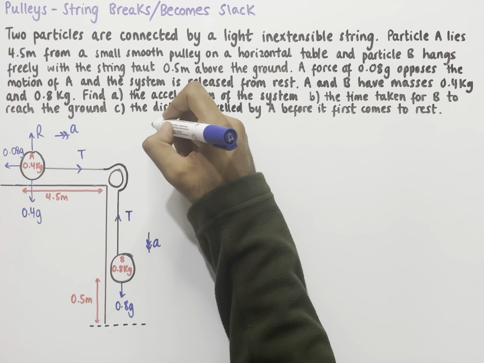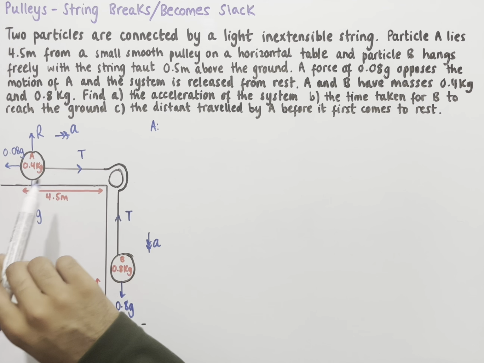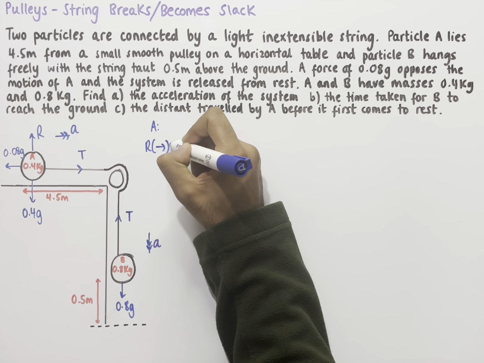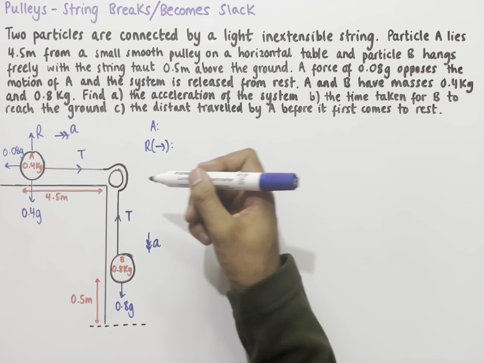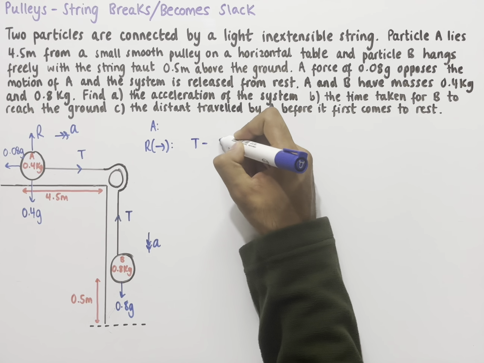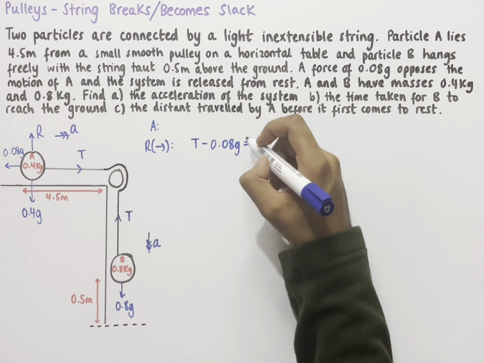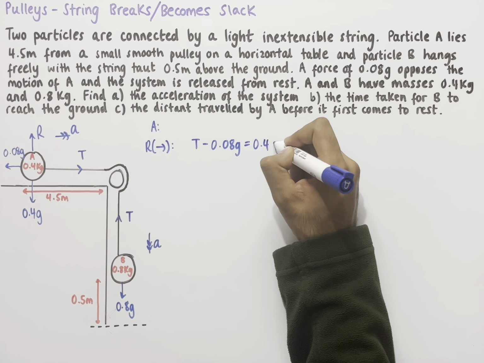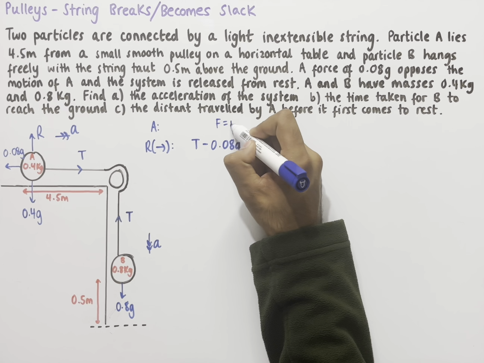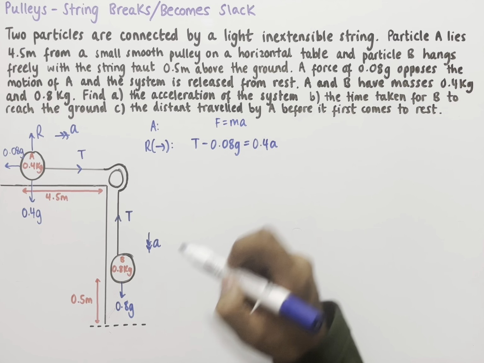Now resolving forces, we'll start with particle A. We know that the motion of this particle is towards the right, and so we're going to resolve in this direction. Everything acting towards the right will be positive, and everything towards the left will be negative. And so we have T minus 0.08 g, which equals 0.4 times a. And the way we get this is using F equals ma, where F is the resultant force, m is the mass of the particle, and a is the acceleration.